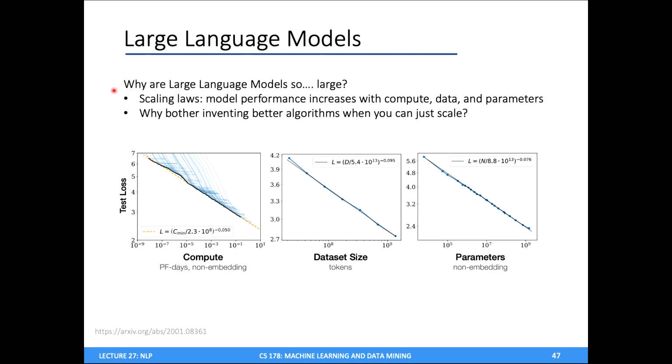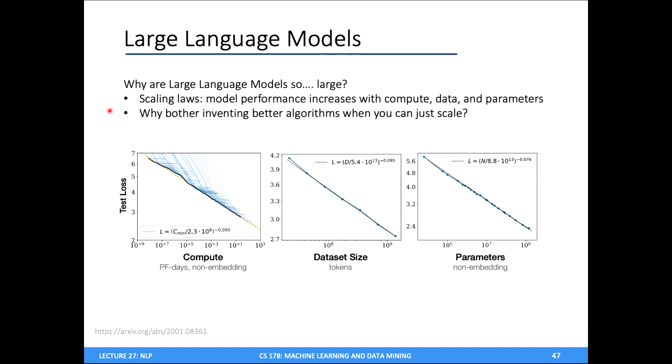Okay, so you might be wondering, why in the name of God are language models so massive? And it turns out that there are these things called scaling laws. It shouldn't really be called laws because they're not like physics laws. There are no hard and fast rules that say these things are going to happen. But the basic idea is that people have observed empirically that model performance really increases as you get more computational power, more data, and more parameters.